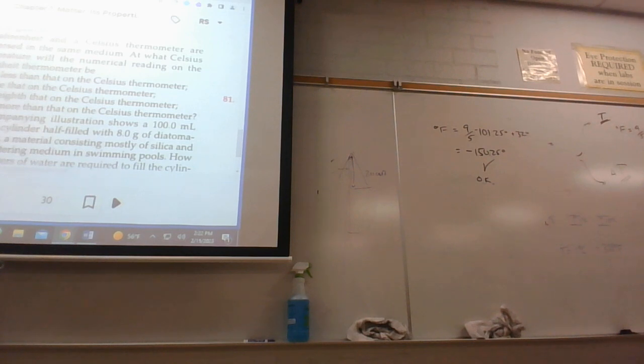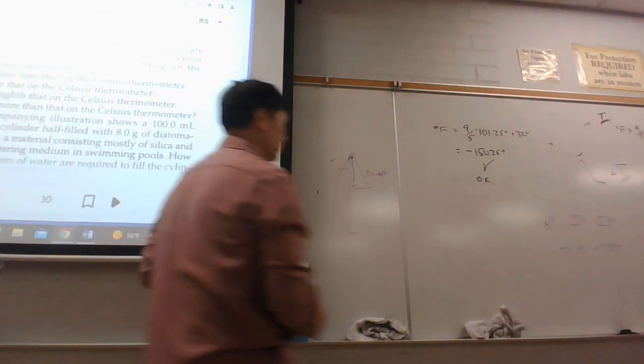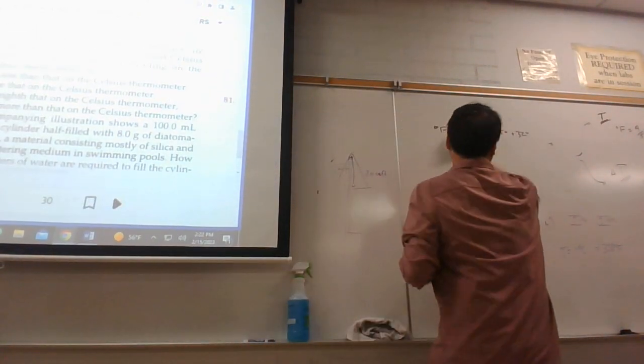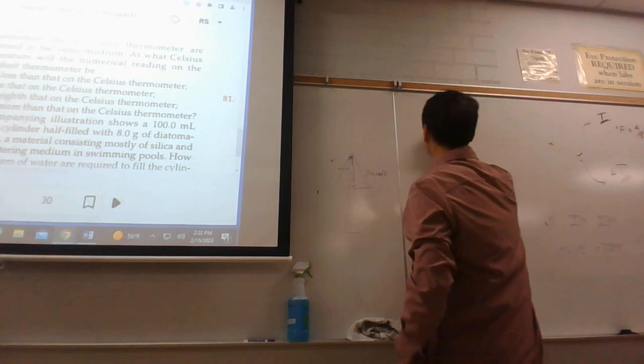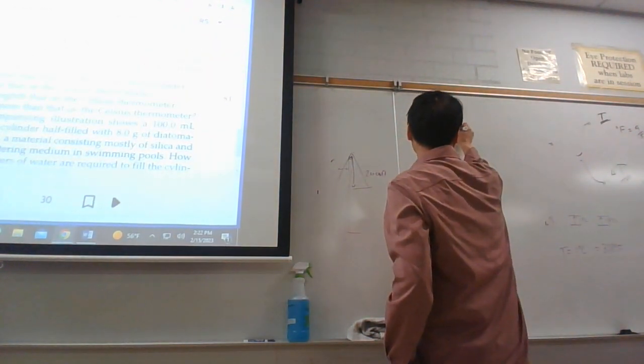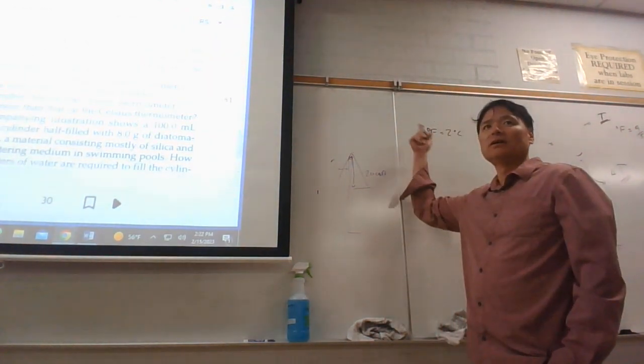All right, B, twice that on the Celsius thermometer. So equation 1 is going to be the same, but equation 2 will be different. What would equation 2 for B be? Degrees Fahrenheit equals degrees Celsius times 2. Yeah, okay, degrees Fahrenheit is equal to 2 times degrees Celsius, and then just substitute.